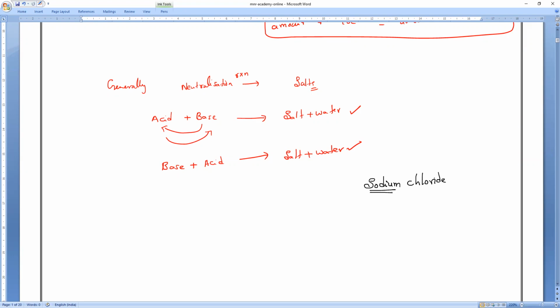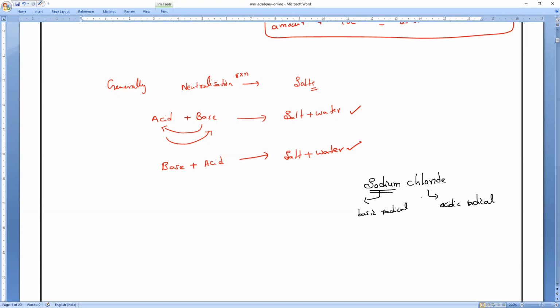Sodium is coming from basic radicals, or cations. Understanding? So it is a basic radical, and this one, chloride, is coming from what, everybody? Acidic radicals, or anions.